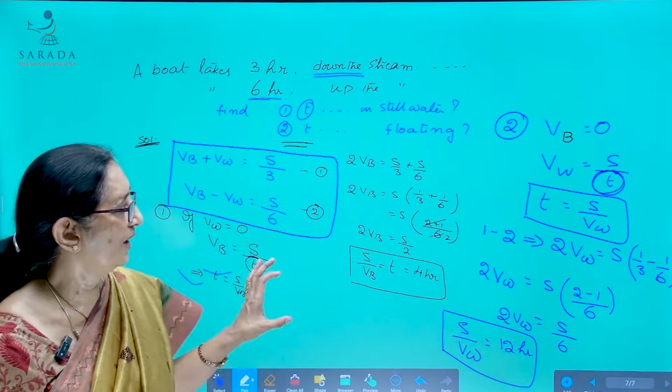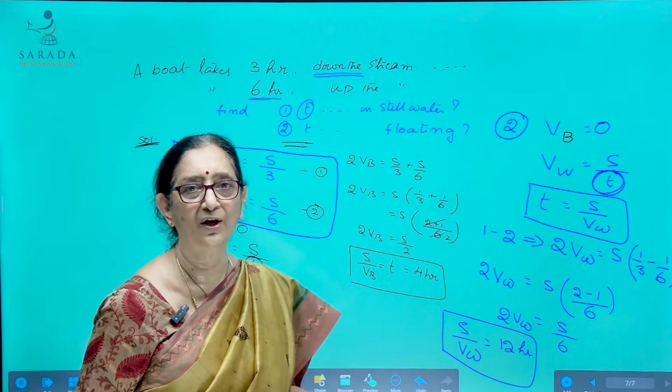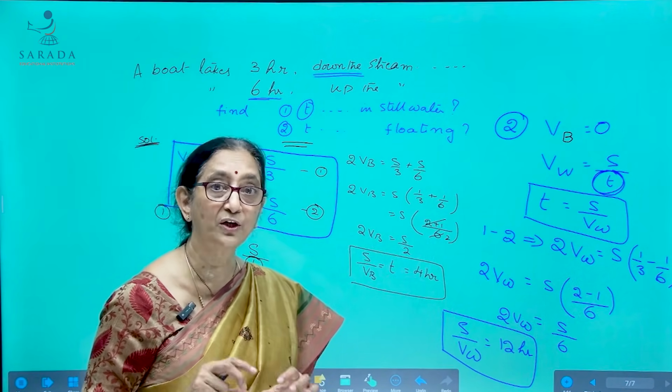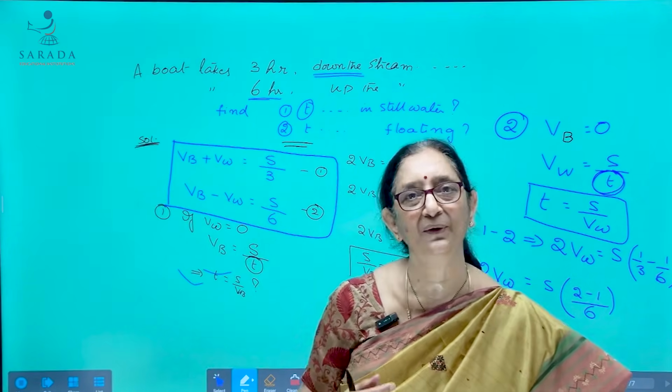Okay. So, I'll stop here for today. Another example I am going to tell you on resultant is a boat crossing a river. That I'll continue in the next session.